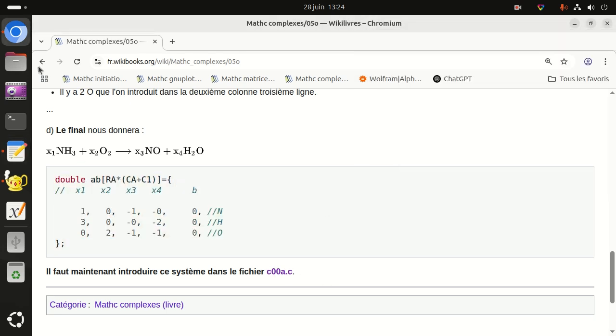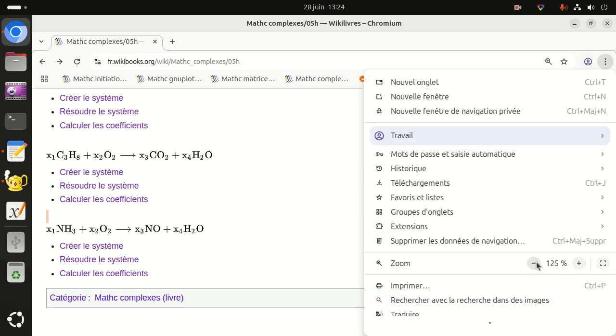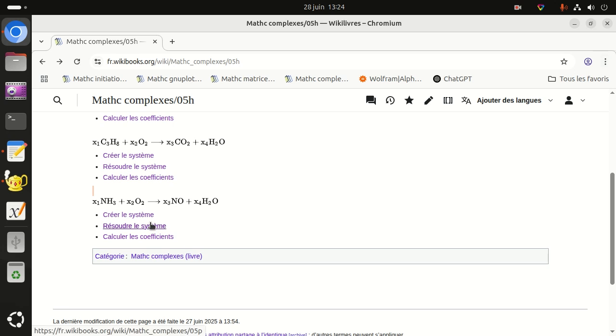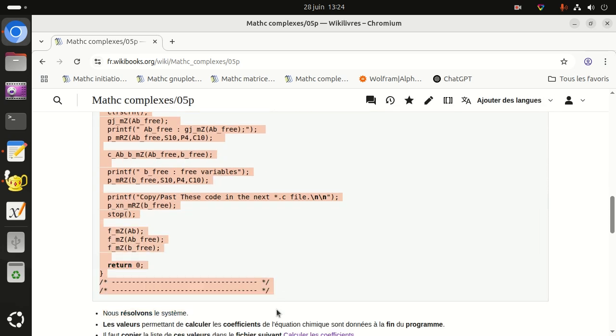And then I go to the second step: resolve this linear system of equations. Alors, minus, minus. I work. Alors, resolve the linear system of equations. I copy this file into my editor.